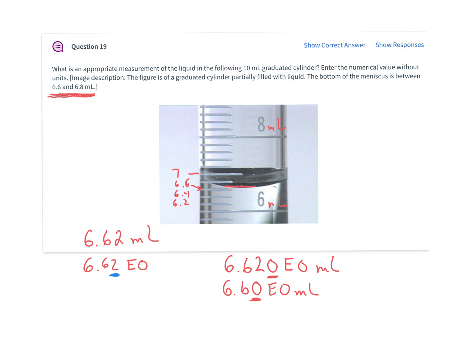And if you're confused by this, we haven't gotten to significant figures yet, and we will do that next week in class.